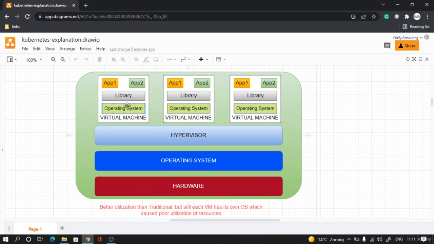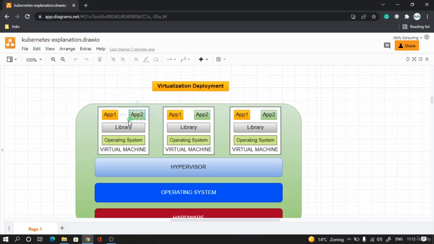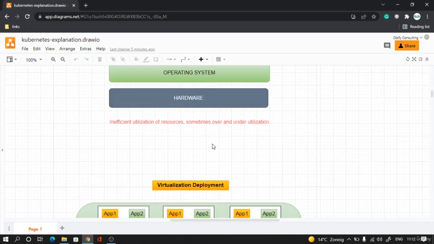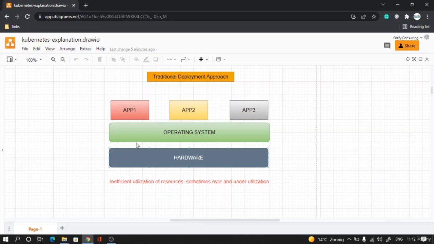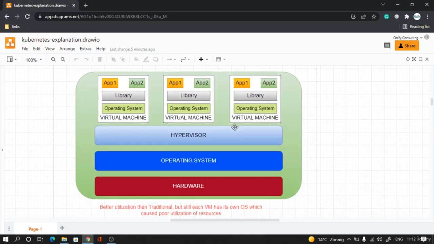And then each virtual machine had its own operating system and libraries. And then what we were doing is we were installing our applications on this virtual machine. Similarly for others as well. So this was the virtualized deployment. This virtualized deployment was a better approach than the traditional deployment because the utilization of resources improved drastically.